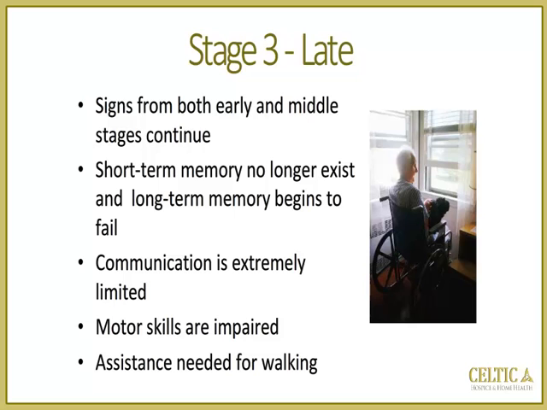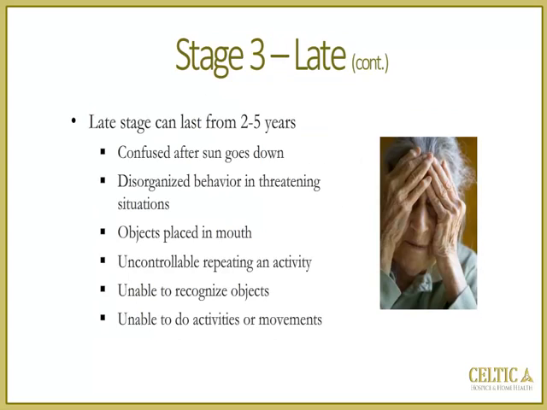Stage 3, or the late stage of Alzheimer's disease: signs from both the early and middle stages continue. Short-term memory no longer exists, and long-term memory begins to fail. Communication is extremely limited. Motor skills are impaired, and assistance is needed for the simplest tasks, such as walking. The late stage of Alzheimer's disease can last anywhere from 2 to 5 years.